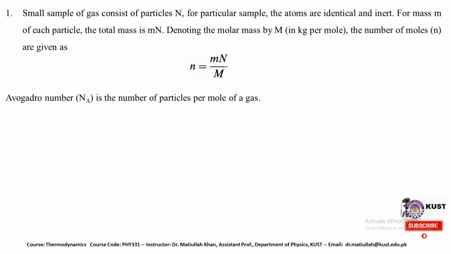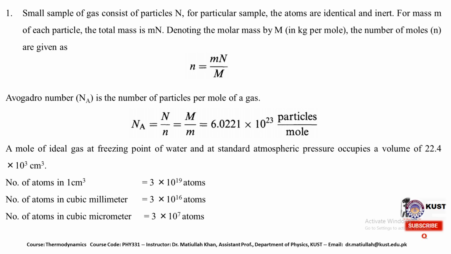The Avogadro number is the number of particles per mole of a particular gas, and that is equal to Na equal to capital N divided by small n, equal to capital M divided by small m, and its numerical value is 6.0221 multiplied by 10 to the power 23 particles per mole. A mole of an ideal gas at the freezing point of water and standard atmospheric pressure occupies a volume of 22.4 multiplied by 10 to the power 3 cubic centimeters.